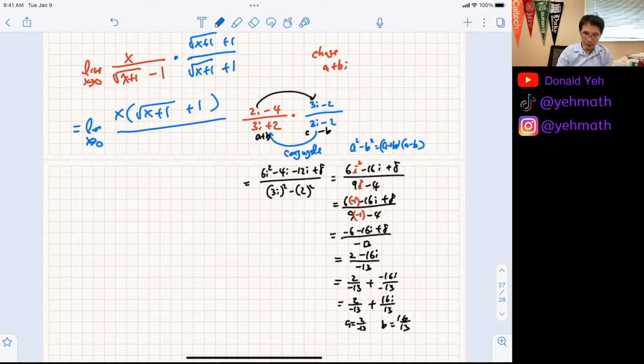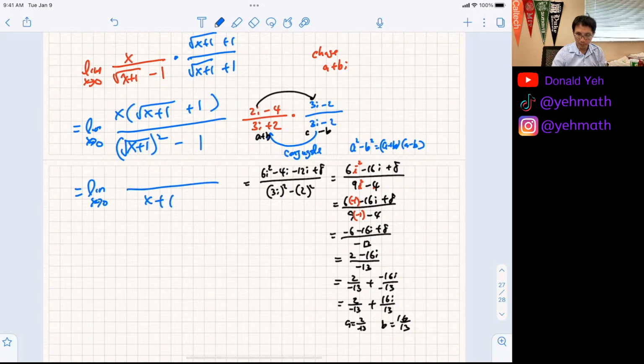Now on the bottom, it's going to be a squared minus b squared. Now square root of x plus 1 becomes square root of x plus 1 squared, minus 1. What is square root of x plus 1 squared? Just x plus 1. Simple. So it'll be x plus 1 minus 1, and the x times square root of x plus 1 plus 1. I say don't distribute it because if you distribute, you actually cannot see it. What happened is those two are going to cancel out.